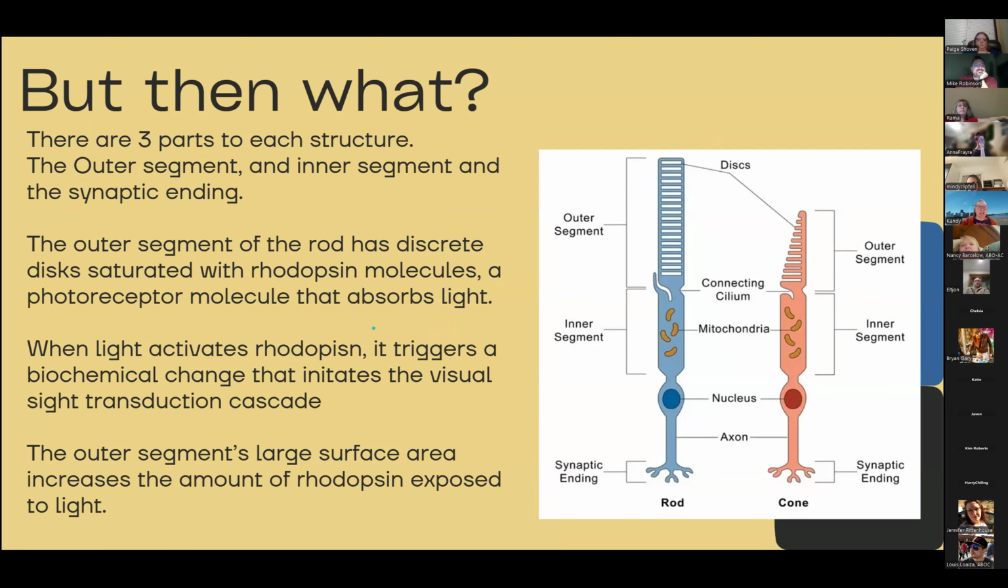The outer segment has discrete discs saturated with rhodopsin molecules, a photoreceptor molecule that absorbs the light. So this is where the light starts. Then as we get into the inner segment, it triggers the biochemical change that initiates the visual signal transduction. So we go from the light waves, then it transforms farther down into the retina. So we see the image that the world is portraying with the light and the color.